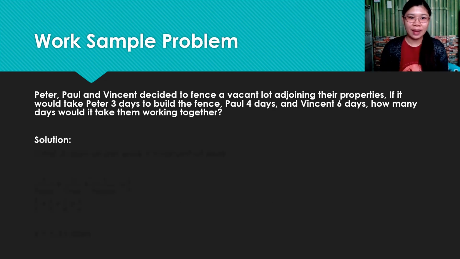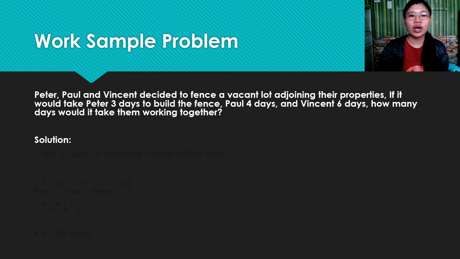Now we have here the sample problem for work. The question states: Peter, Paul, and Vincent decided to fence a vacant lot adjoining their property. So they are teaming up to do a certain work, fencing their adjoining properties. It would take Peter 3 days to build the fence working alone, Paul 4 days working alone, and Vincent 6 days. How many days would it take them working together?